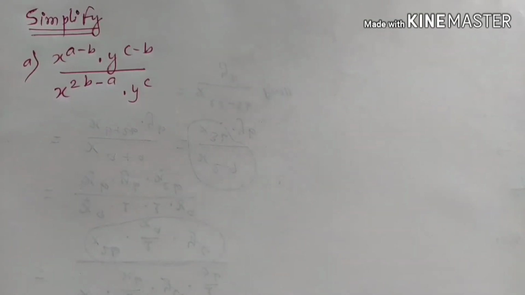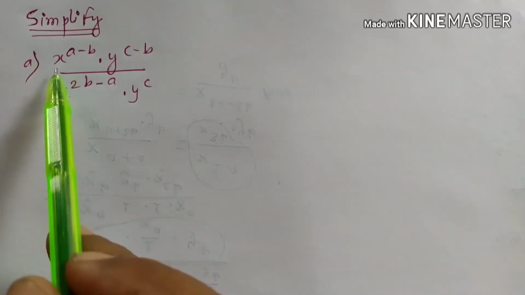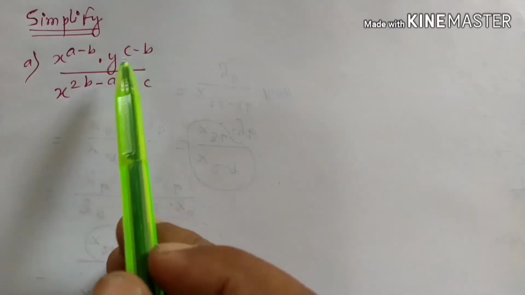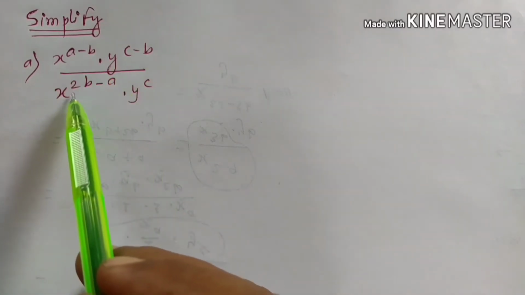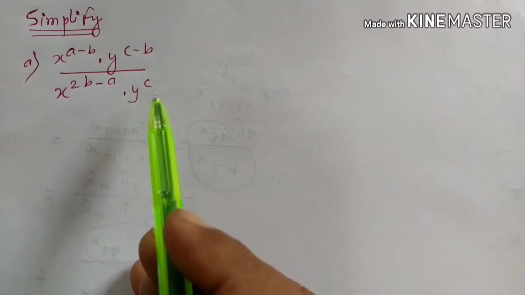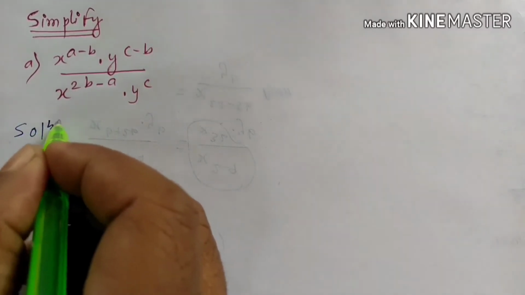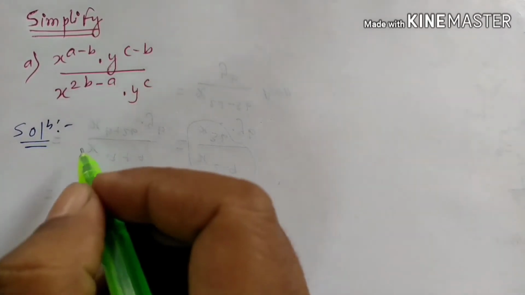Students, now we are going to solve a question which I have taken from indices. The question is given as x power a minus b dot y power c minus b over x power 2b minus a dot y power c. In order to solve this question, we should use the laws of indices.